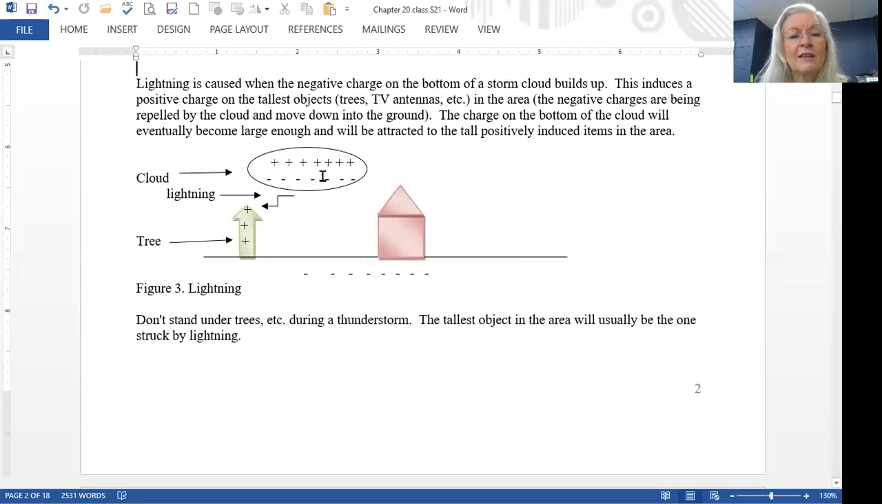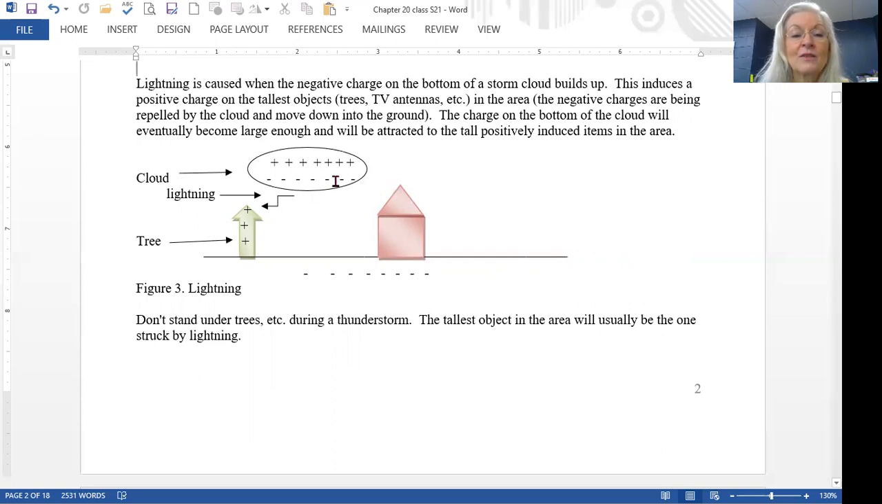So that large negative charge on the bottom of the cloud is going to force electrons in tall objects like trees, or if you had an antenna on the top of your house, or even you standing on the top of a hill. The tall objects in an area will have their free electrons repelled by the electrons accumulating on the bottom of these storm clouds. And so those free electrons come down to the ground. But what that does is it leaves the tops of the tall objects with a net positive charge.